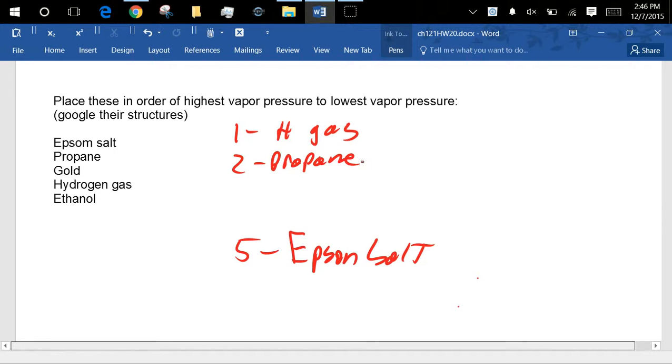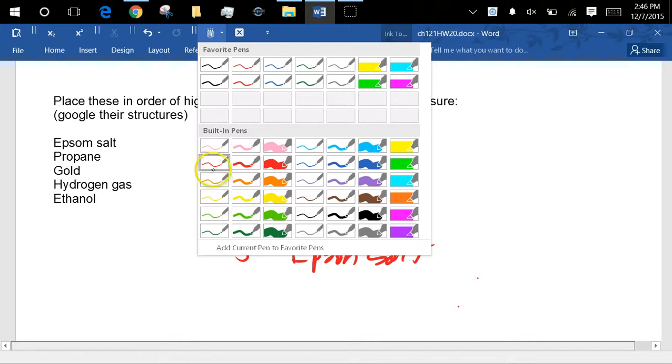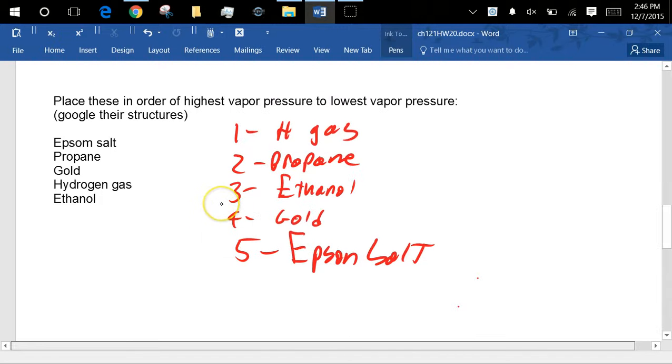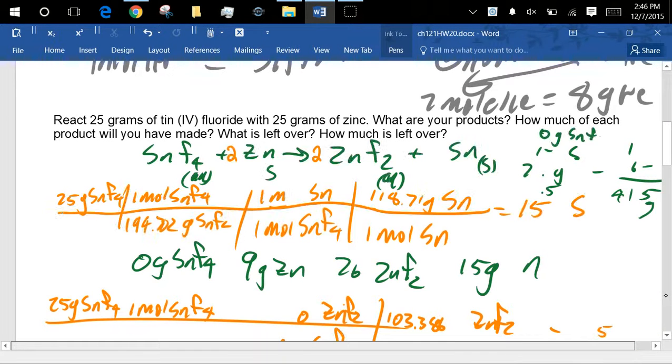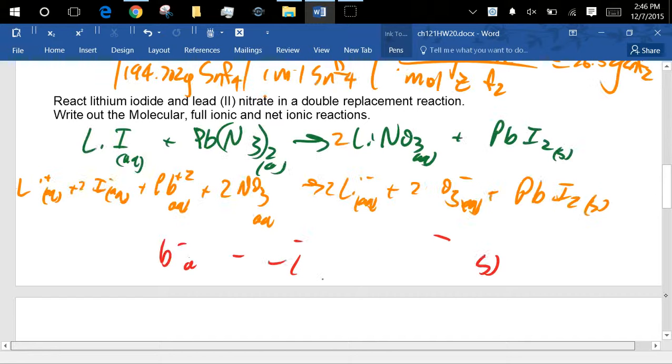Okay, so who is 3 and who is 4? All right, so I'll put gold here. So why is ethanol in the middle? Say again? Polar molecule. Special polar molecule.